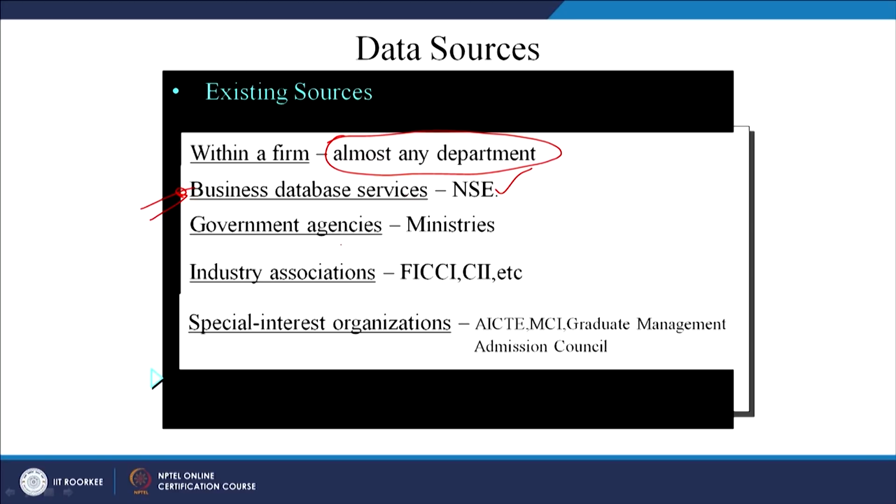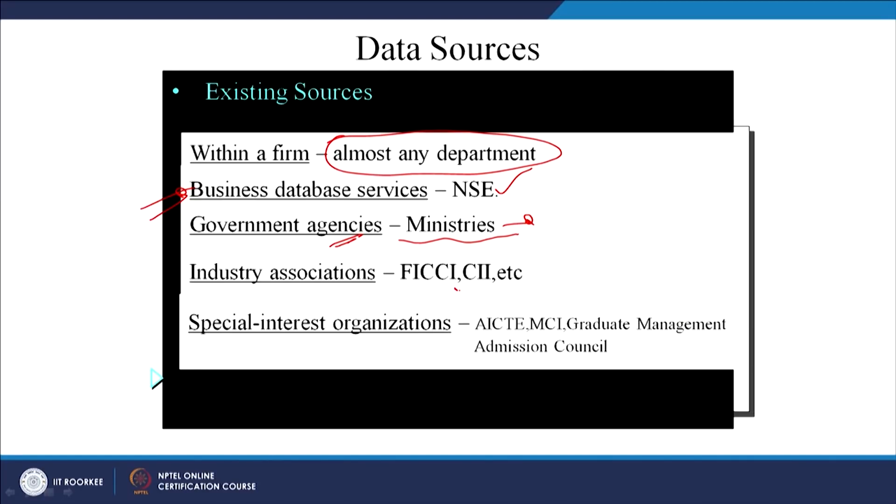You can have government sources, of course, government departments. In India you can have data from different ministries, right: finance ministry, HRD ministry, Ministry of Statistics and Planning Implementation, Ministry of Water Resources, and so on. So, there are several ministries. So, you can get data from government agencies as well.